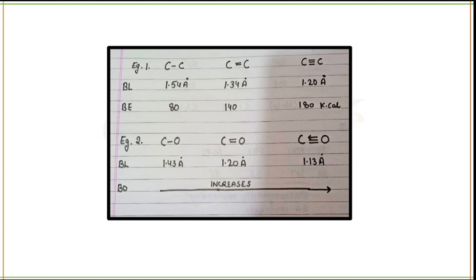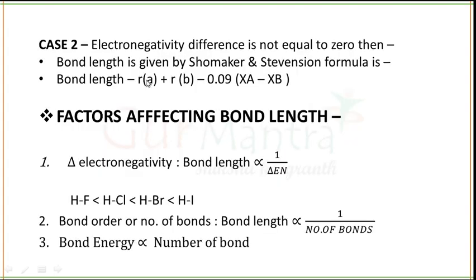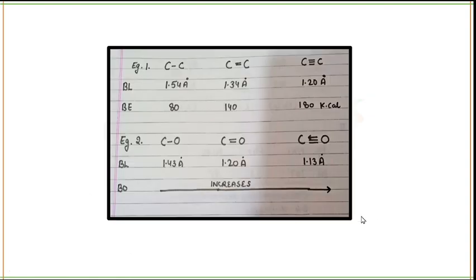Now this is an example. As you can see, between the two carbon atoms a single bond is there, in this a double bond is there, and in this a triple bond is there. When you move from left to right, the number of bonds is increasing, that's why the bond length is decreasing. Bond length is inversely proportional to the number of bonds. Here, 3 bonds are there, that's why bond length is decreasing.